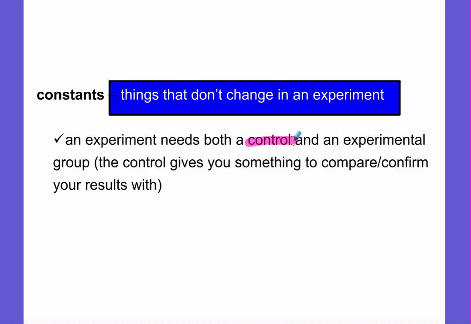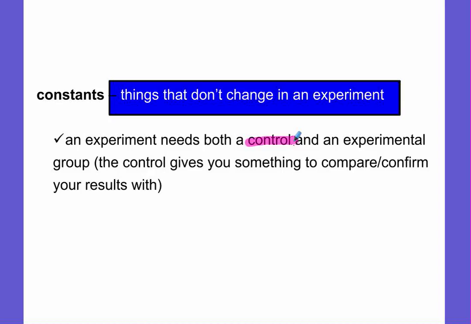Control. Which sounds like you're trying to make sure everything's constant, right? But when I talk about a control in an experiment, a control is actually what you use to compare your results with. So in my fertilizer experiment, I should actually have two different plants, give them all the same conditions, except one gets the fertilizer, the other one doesn't. That way I can actually tell if one grew more than the other, right?